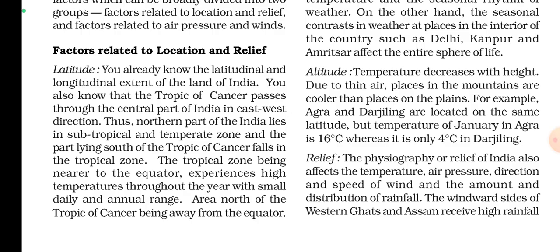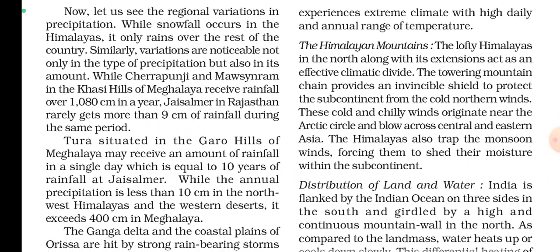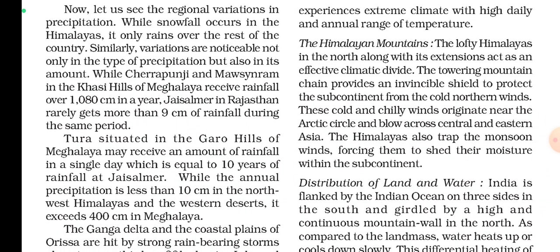Area north of the Tropic of Cancer, being away from the equator, experiences extreme climate with high daily and annual range of temperature. The lofty Himalayas in the north, along with their extension, act as an effective climate divide. The towering mountain chain provides an invincible shield to protect the subcontinent from the cold northern winds. These cold and chilly winds originate near the Arctic Circle and blow across Central and Eastern Asia. The Himalayas also trap the monsoon winds, forcing them to shed their moisture within the subcontinent.